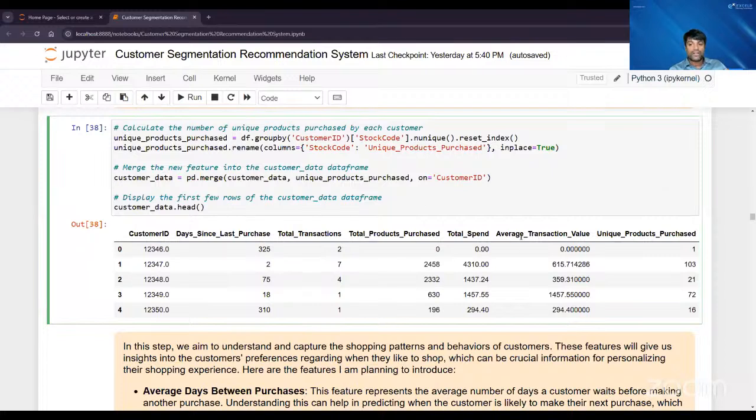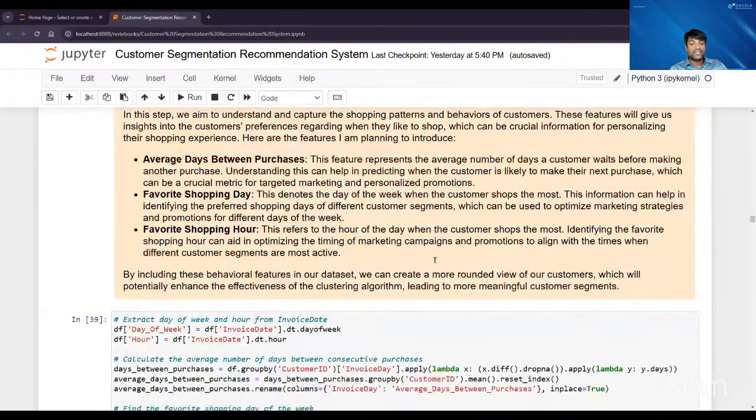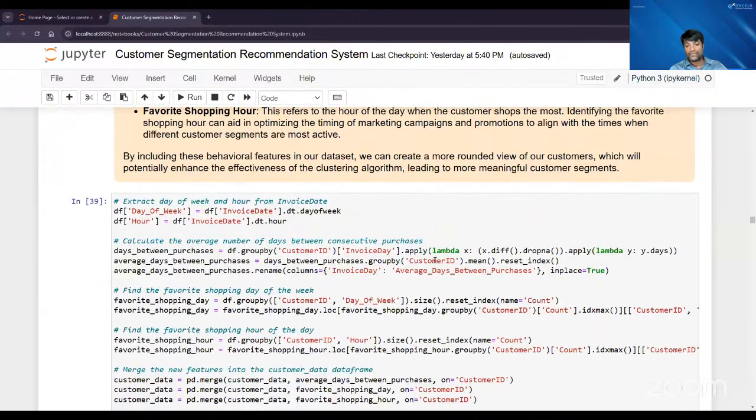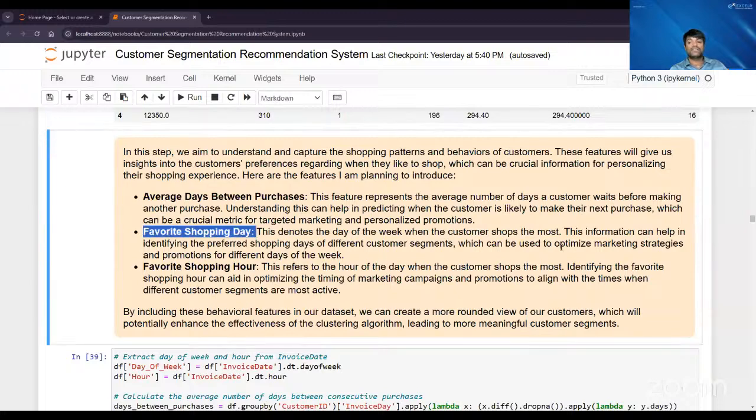How many unique products has the person with this customer ID purchased? Okay, so we have done a lot of things till now. Next, let us see what has happened with the other part of the data. To understand customer behavior, the most important thing is on which day that particular person is actually doing the shopping. So what is the favorite day of the customer for shopping? That is a very important thing.